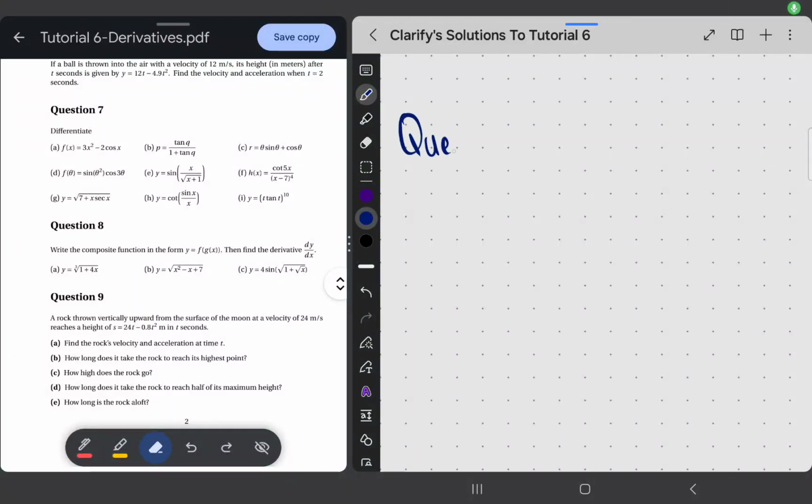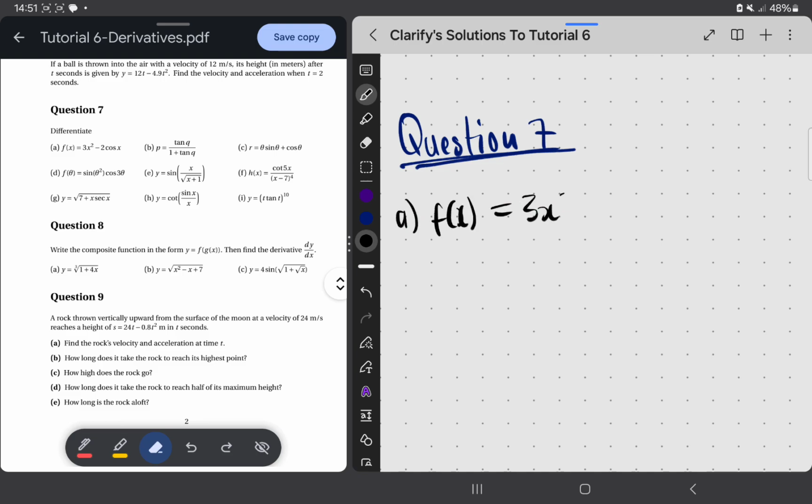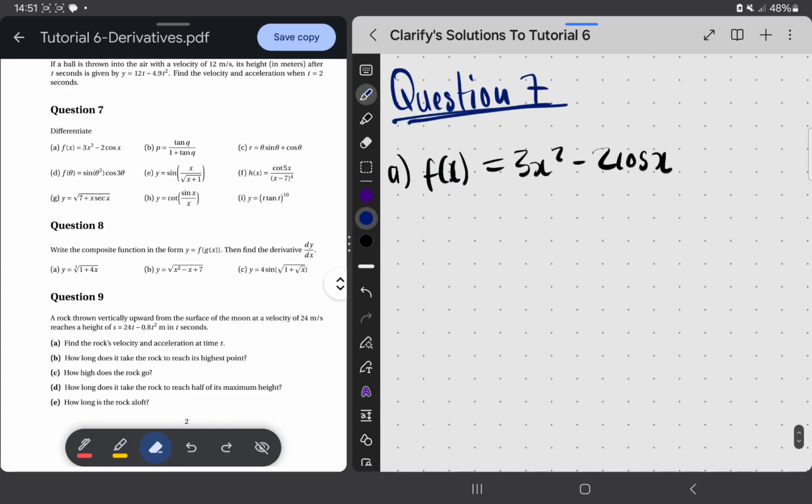Okay, so now let's work with question 7. What is happening with question 7? Let's quickly go through it and let's see how it goes. So here it says we do with 7a, differentiate, then it gives us part A, we have f of x being equal to 3x squared minus 2 cos x. Remember to pause, try it on your own, and then we do it.